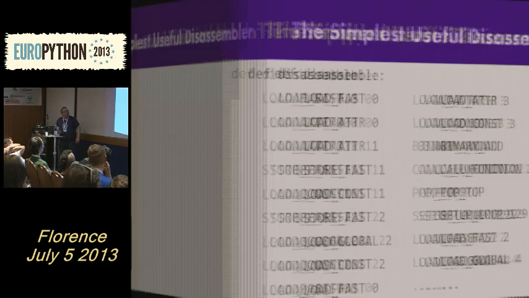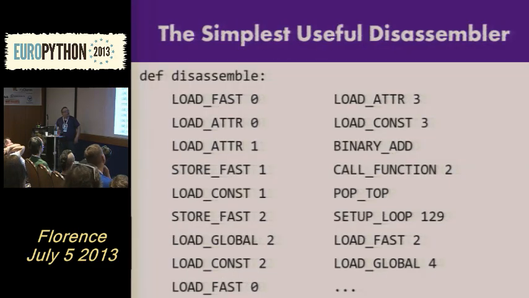And if I run that on disassemble, I get this. So it's not terribly readable, but it's 80% of what dis is giving you, I assert. So load fast 0, load attr 0. Again, I'll point out everything takes an oparg except for pop top and binary add, and that's all that fit on the screen anyway. So I'll show you a more useful disassembler in a little bit.